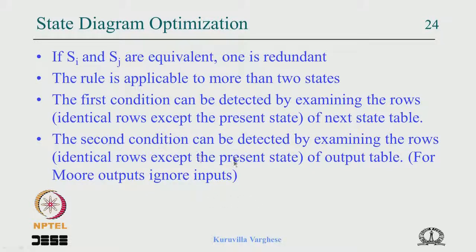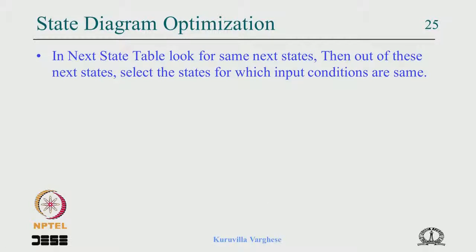Now we have to make an intersection of the two, because at the end you get some states from each, and both should be ANDed or intersected, then you get the correct result. So this can be systematically done in an algorithm. Let us state that. In the next state table, look for the same next state. You look where all the next states are similar. Then out of these, select the states which have the same input condition. So in the algorithm, look for the next states which are all similar, pick up all that, look at the input condition, and wherever the input conditions are the same, you pick up the present state. Then go.